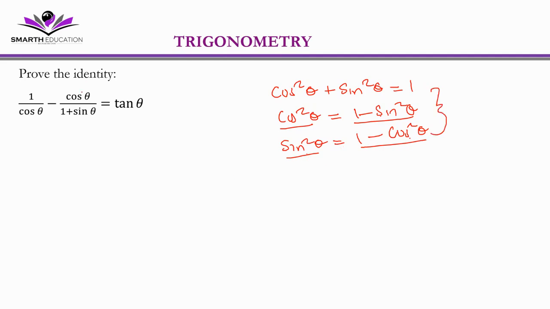We're supposed to prove that 1 over cos theta minus cos theta over 1 plus sin theta is equal to tan theta. I'm going to show you 3 methods. We're going to start by using the fact that cos squared theta is equal to 1 minus sin squared theta, and then after that, we're going to use this one, and then we're going to end with this one. Okay, let's start.